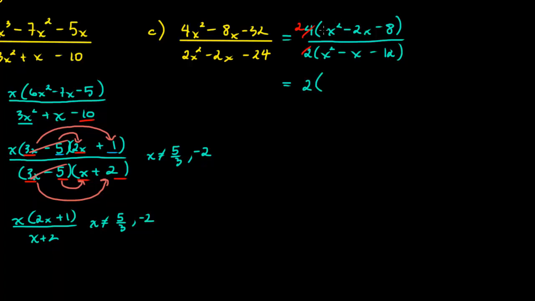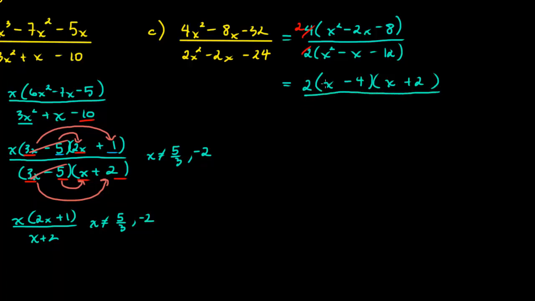Since there's a coefficient of 1 beside the x squared term, I can factor this by saying what two numbers multiply to negative 8 and add to negative 2. And you probably already figured out that the two numbers are minus 4 and positive 2, which multiply to negative 8 and add to negative 2.